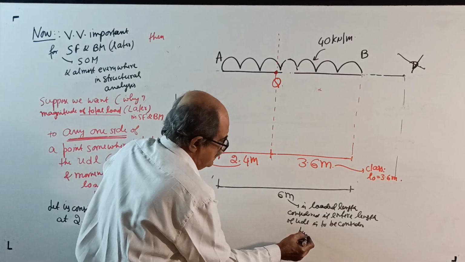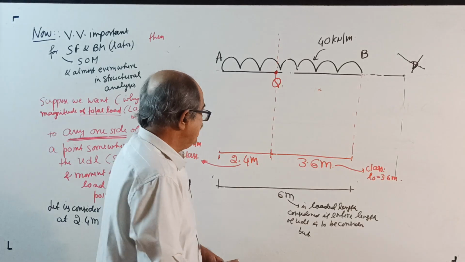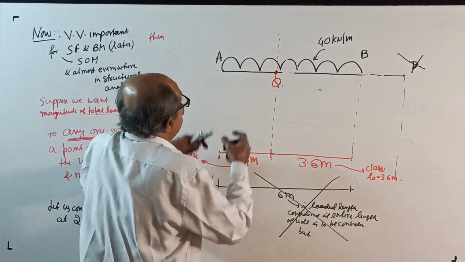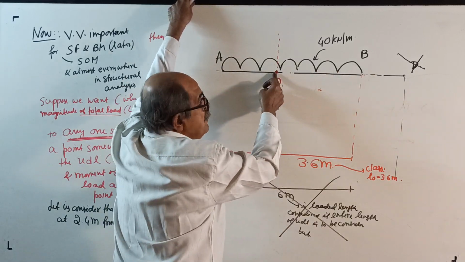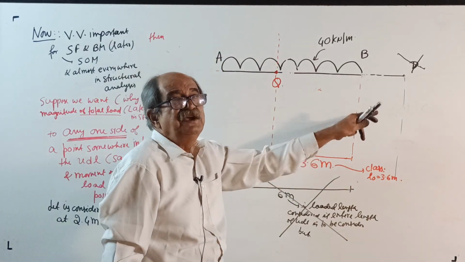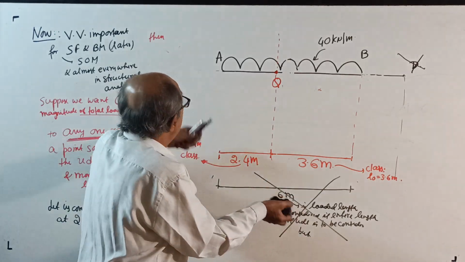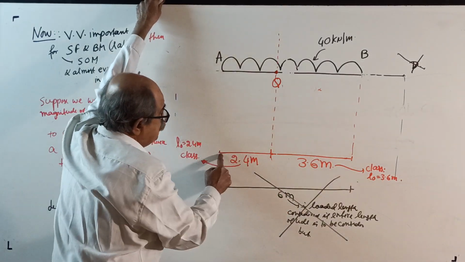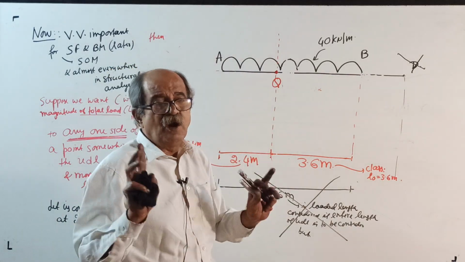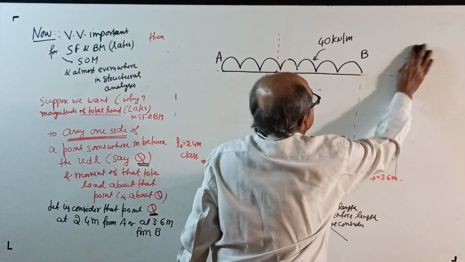But now, this 6 meter is not the loaded length considered. You do one thing, you should not see this 6 meter now. When you break the UDL by an intermediate point into two distances, remember the original length of the UDL gets cancelled. You should not see it here. Now, from A, 2.4, from B, 3.6. That's all. 6 meter is not there. Remember. Okay, now I'll remove this one.